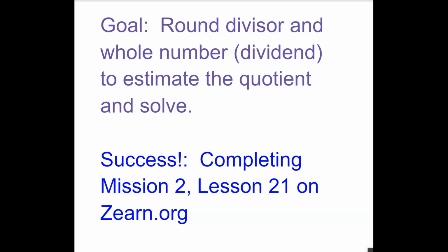In this lesson, we will be rounding the divisor and the whole number, which is also called the dividend, to estimate the quotient and solve. We will know we have been successful when we have completed Mission 2 of Lesson 21 on Zearn.org. Let's get started. Let's take a look at our first problem, 103 divided by 45.